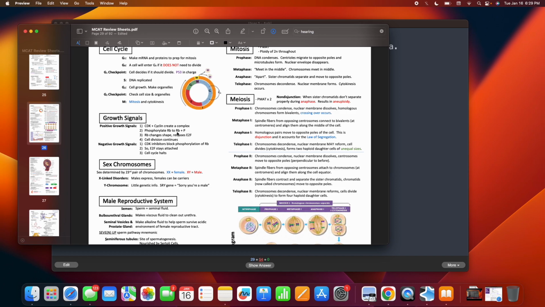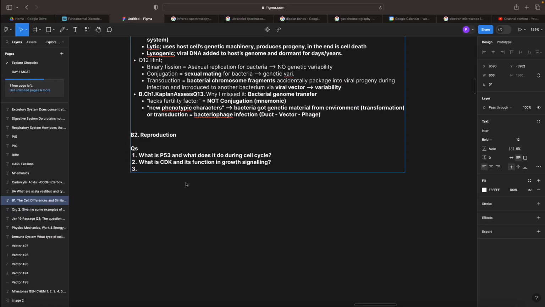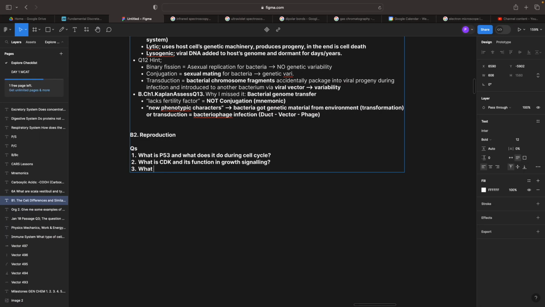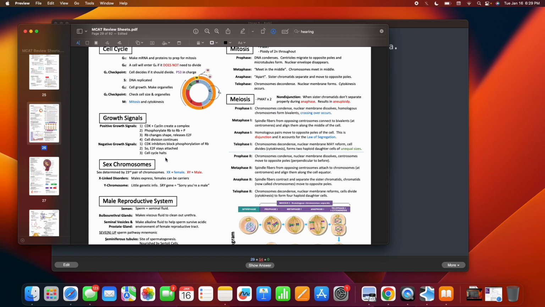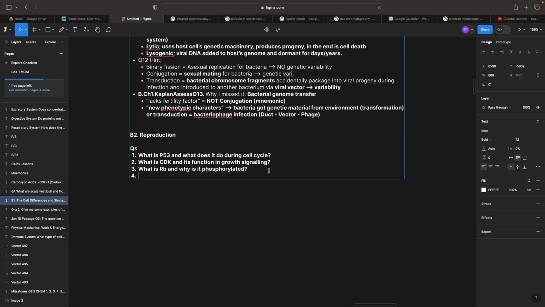Then we have RB to RB plus P, so phosphorylation of RB. What is RB and why is it phosphorylated? RB changes shape, releases E2F. How about E2F and its function?